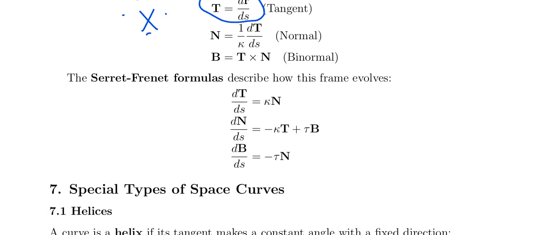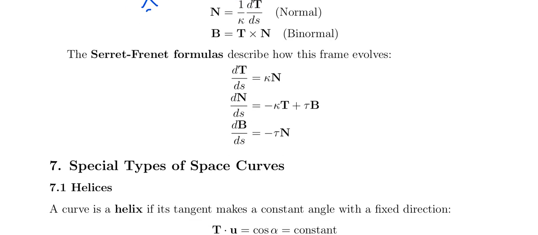And the Serret-Frenet formula: dt by ds equal to k into n. And dn by ds is the rate of change of the normal. The normal is 1 by curvature into dt by ds, the rate of change of the tangent with respect to the space. And dn by ds is minus kappa t plus tau b, where b is the binormal, that is t cross n. dB by ds, the rate of change of the binormal, is minus tau n.